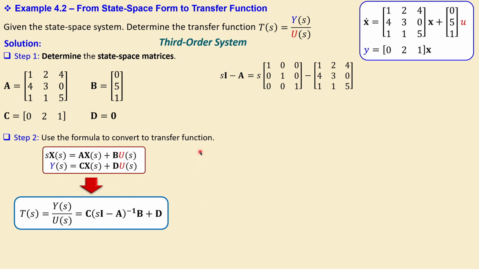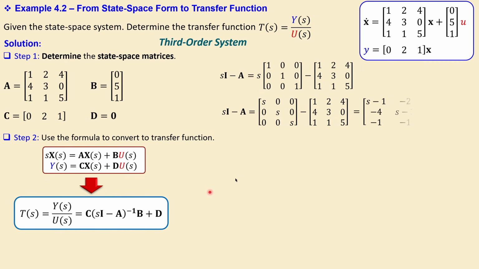Since we know what we need to do from example number 4.1, I will go a little bit fast and also skip some steps. So this is the third order system. Again, take them together, work this out, you will get this. Now the inverse of that expression is a little bit different, because this is now a third order system. We don't have that easy formula anymore.